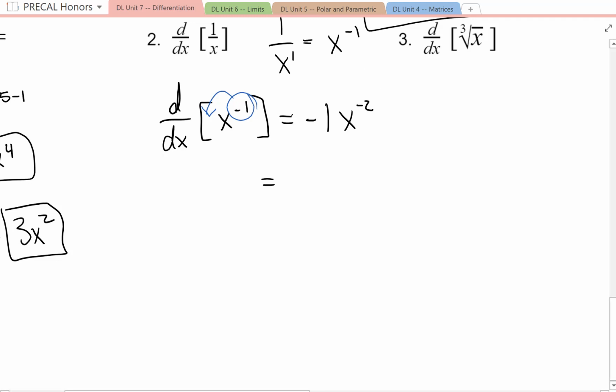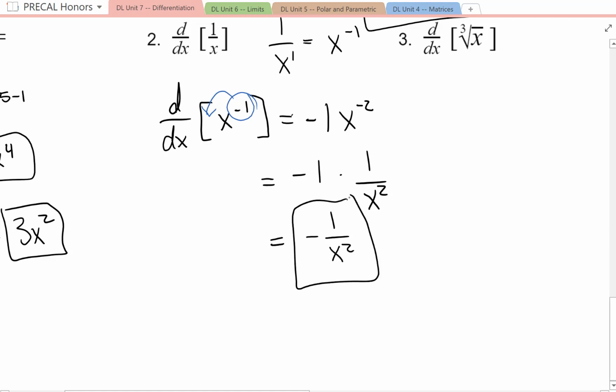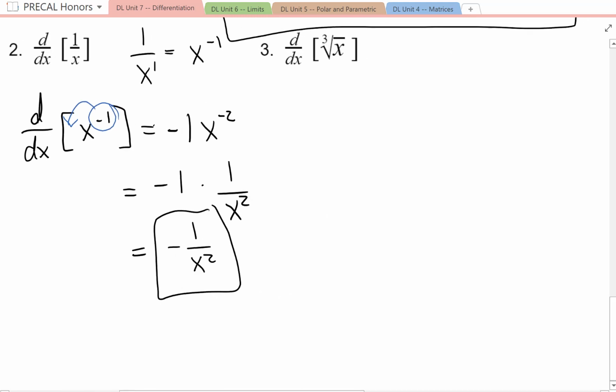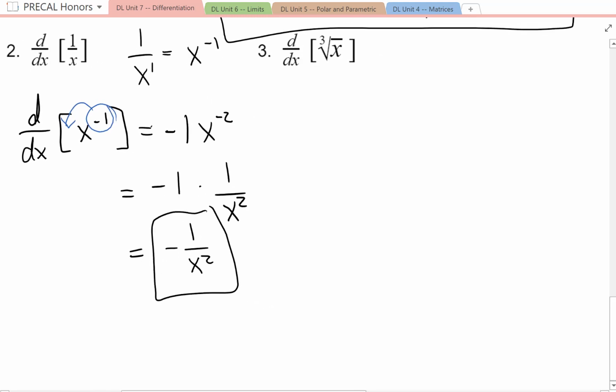Don't forget that you should not have any negative exponents when you're done. So we have negative 1 times 1 over x to the positive 2. Combine that so it looks nice and neat. Negative 1 over x squared. This is the derivative of 1 over x, or x to the negative 1. Our last power rule example is the derivative of the cubed root of x. We can actually rewrite this.